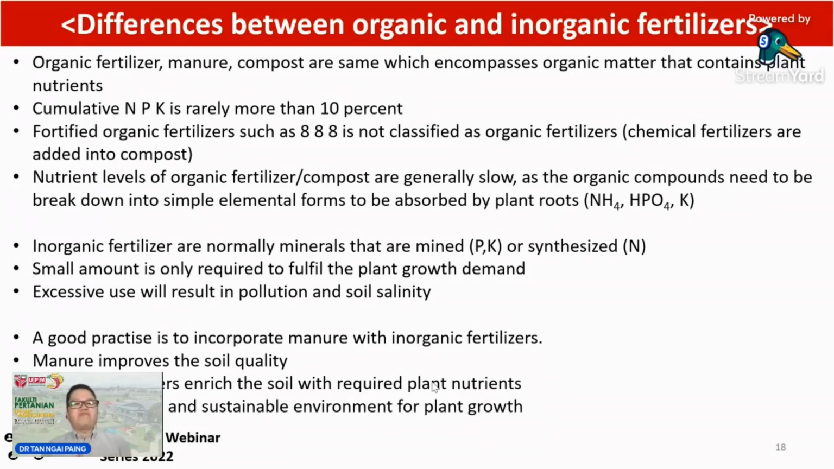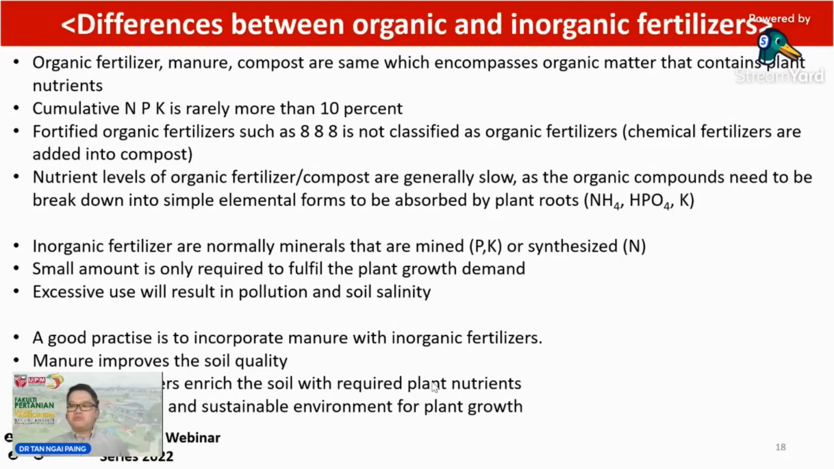Nutrient levels of organic fertilizers are generally low, and their release is slow. And these organic compounds I mentioned have to be broken down into elemental form to be taken up by the plant roots, either as ammonium, orthophosphate, or potassium ion. The same for fertilizers. It has to be in this kind of form, ammonium or nitrate, orthophosphate or potassium ion.